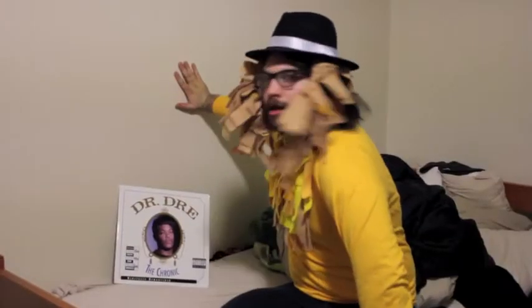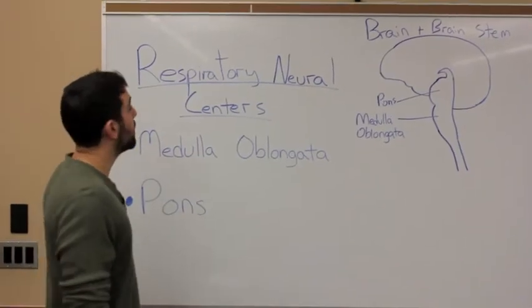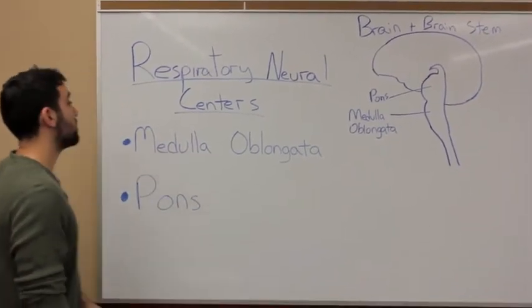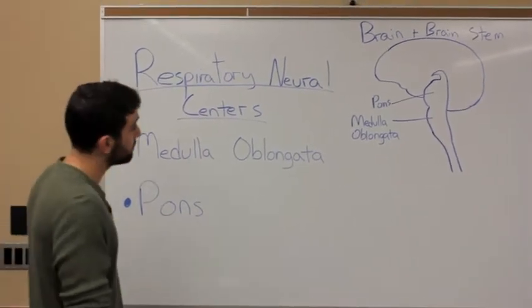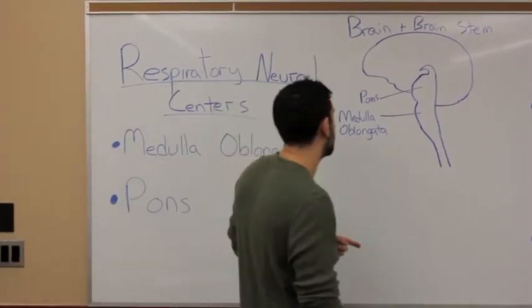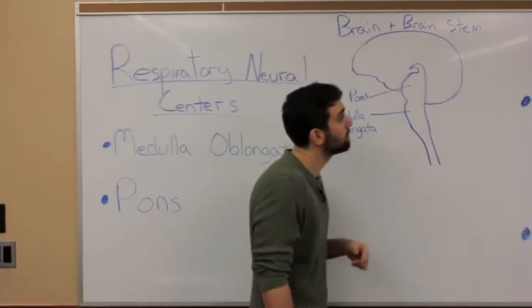Hey Tony, how does the brain control breathing? Well, Peter, respiration is controlled by the respiratory neural centers in the brain, the medulla oblongata and pons. The pons is located just superiorly to the medulla oblongata along the brainstem.